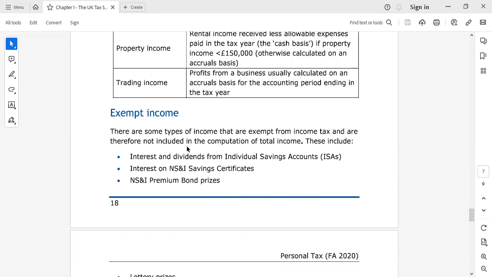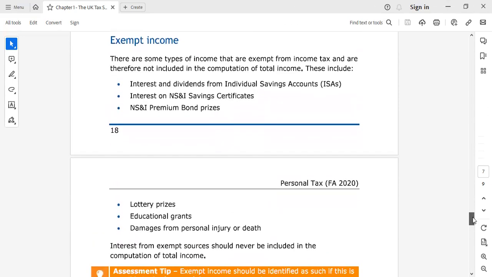Exempt income. There are some types of income that are exempt from income tax and are therefore not included in the computation of total income. These include the following, so we don't have to include all these in the calculation of total income. If in the exam you get any of these, you should not include them in total income.